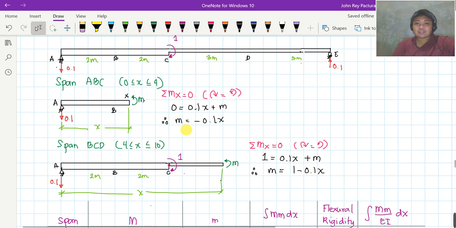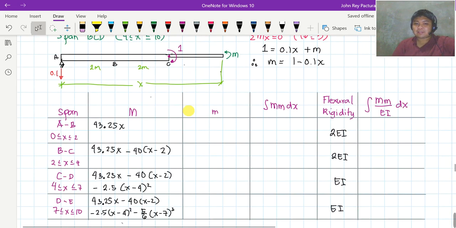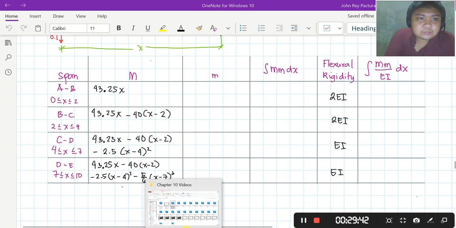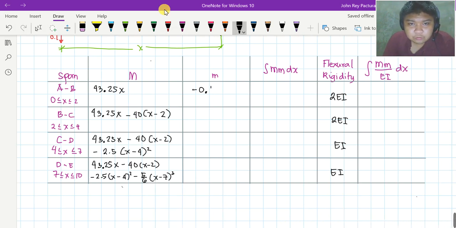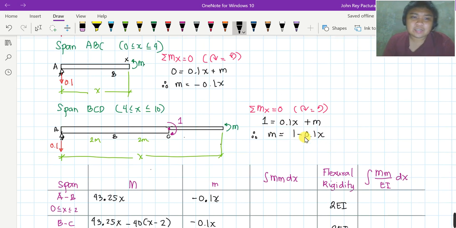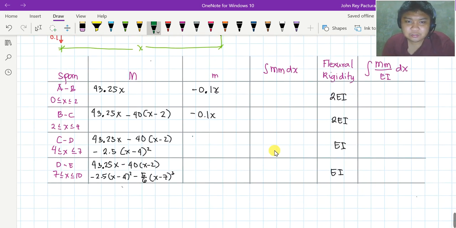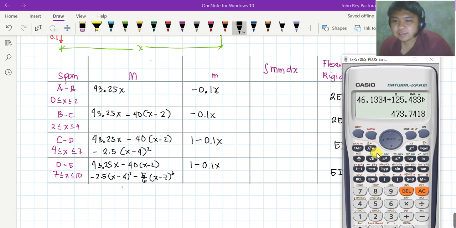Ang mababago ngayon, ganito, class, itong negative 0.1x is applicable na siya both in AB at the same time in BC. So kapag kinopya mo siya ngayon, ang kalalabasan ay negative 0.1x dito. Lagay natin siya both in AB and BC na, class. On the other hand, in CD and DE, ito pa rin ang gagamitin niyong function. By the way, nagkamali lang ako ng label. This must be CDE. Dapat CDE siya. So next, 1 minus 0.1x siya, class. So lagay mo 1 minus 0.1x. And gamitin mo na lang yung integral function ng calculator niyo para ma-evaluate ito.